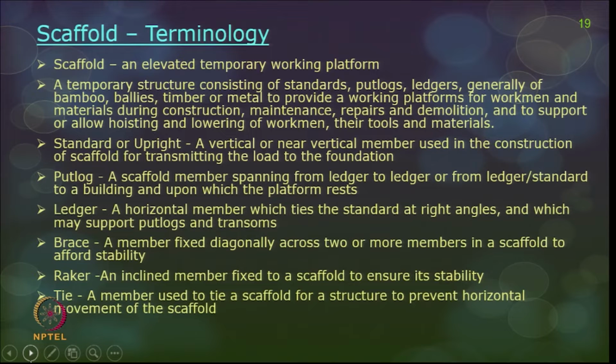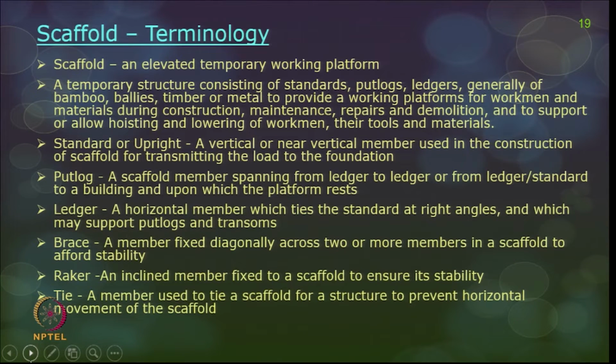This is a temporary structure which consists of standards, putlogs, ledgers, and is generally made of bamboo, timber, or even metal or aluminum. There are so many scaffold materials now, and we have customized scaffolds as well as commercially available manufactured scaffolds these days, to provide a working platform for workmen and material during construction, maintenance, repairs and demolition, and to support or allow hoisting and lowering of workmen, their tools and materials.